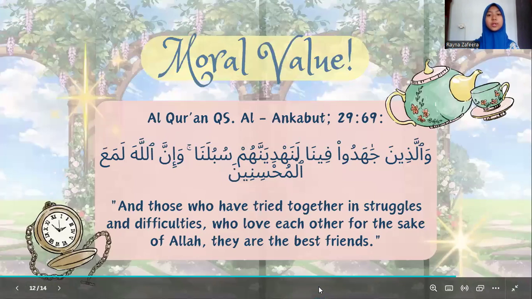Let's look at the next slide. In order to overcome obstacles, we need to always work together and help each other. There are many recitations in the Quran and Hadith that we can use as a guide. Let's take the surah below as a reference.